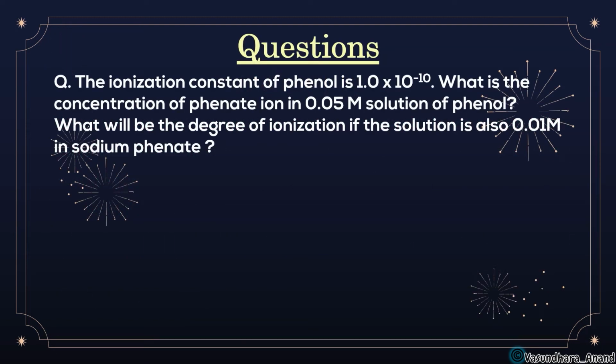Okay, so here is a question for you people. The ionization constant of phenol is like this, यानी Ka की value given hai. This is the Ka value. What is the concentration of phenate ion? Phenate, and this is phenol.